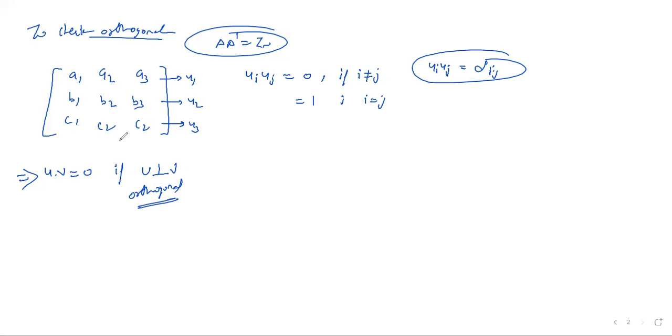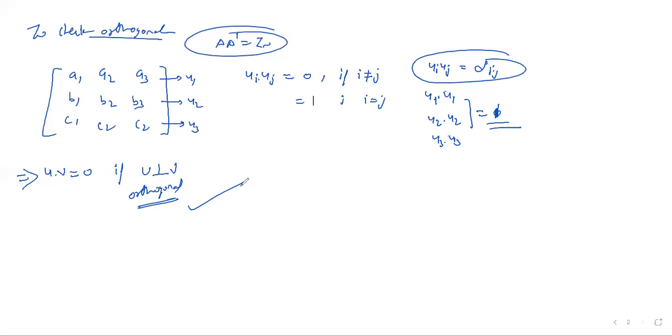The same case applies here, where I have these three vectors u1, u2, u3. If the corresponding dot product of these vectors is equal to 0 for i not equal to j, and for i equal to j, let's say u1 dot u1, u2 dot u2 and u3 dot u3, we have the value equal to 1, then by this we can check whether a matrix is orthogonal or not by the dot product property.